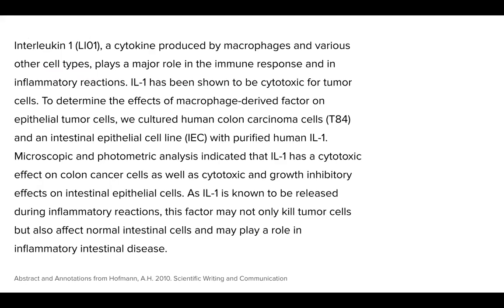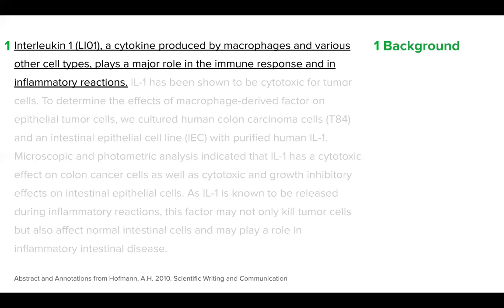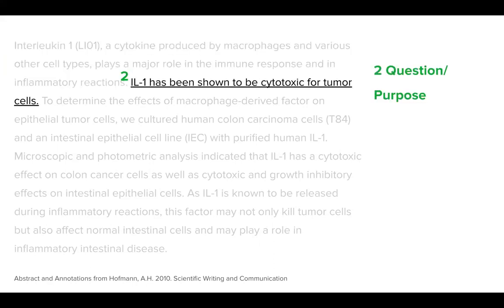So here's a real abstract that I'm going to break apart for you. In line 1 here, we're getting the background. We're learning about interleukin-1, which is a cytokine produced by macrophages and various other cell types that plays a major role in the immune response and in inflammatory reactions. We know immediately what this presentation is going to be about. We have a sense for where they're going and what the question and the purpose is.